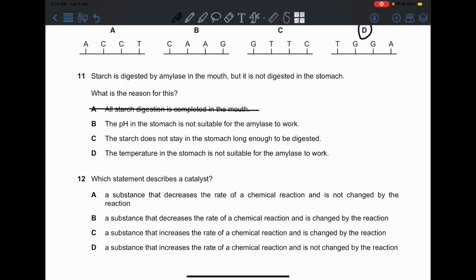Now B, the pH in the stomach is not suitable for amylase to work. Now this is a correct fact because in the stomach the pH is usually acidic and amylase needs pH 7, which is not going to be the optimum and may denature the enzyme. So that is actually correct. We're going to be choosing that.